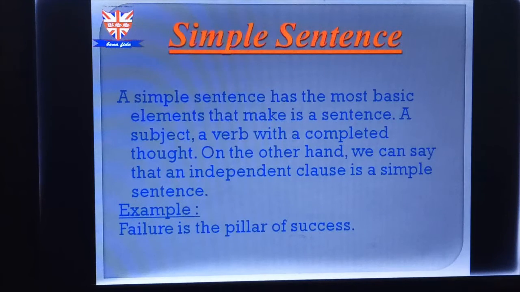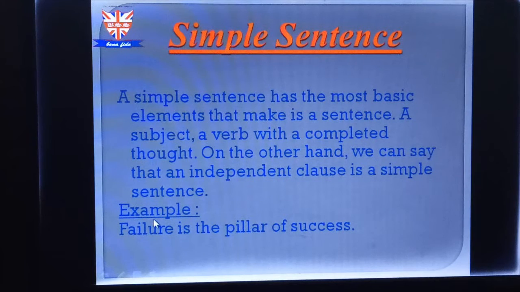Let's go for the last one, the simple sentence. It is simple as its name. A simple sentence has the most basic elements that make a sentence. It should have its basic meaning, a subject, and a verb with a complete thought. On the other hand, we can say that an independent clause is a simple sentence. The other name of independent clause is principal clause, and a principal clause is also a simple sentence.